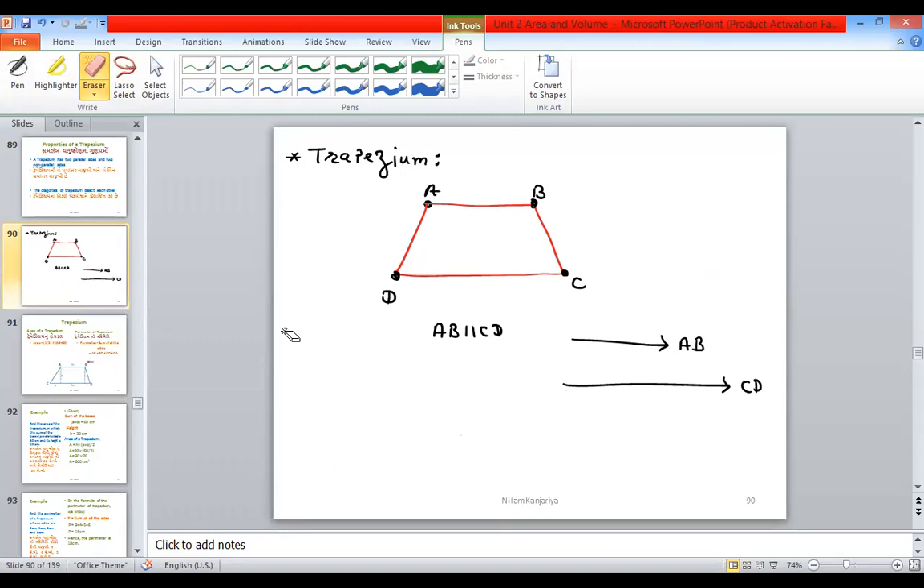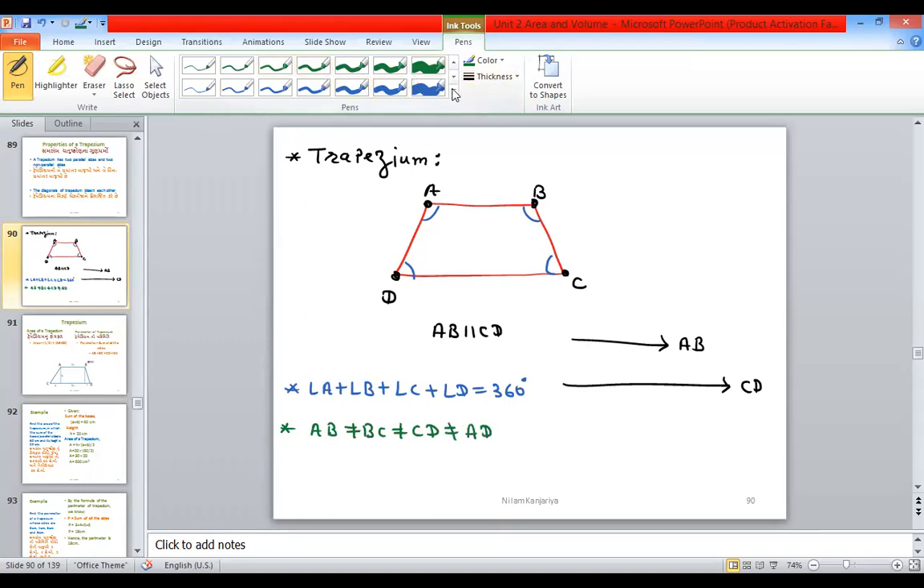For the trapezium, you must remember the sum of all angles. If you take the sum of all angles, it's 360 degrees. All these sides are different. AB does not equal BC, does not equal CD, does not equal AD.